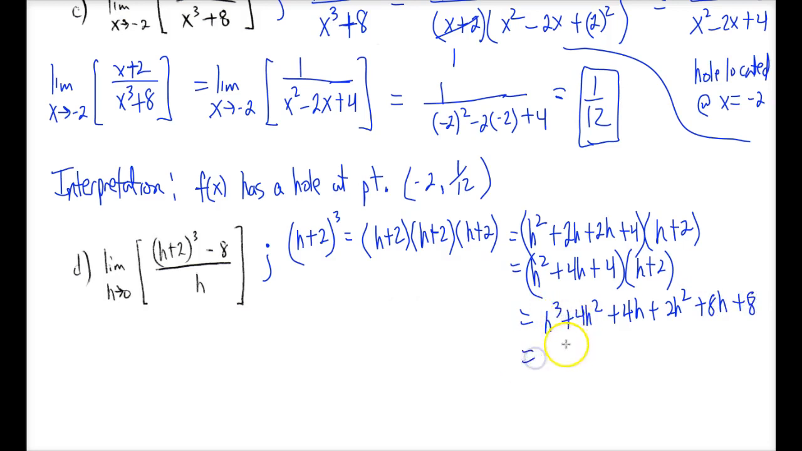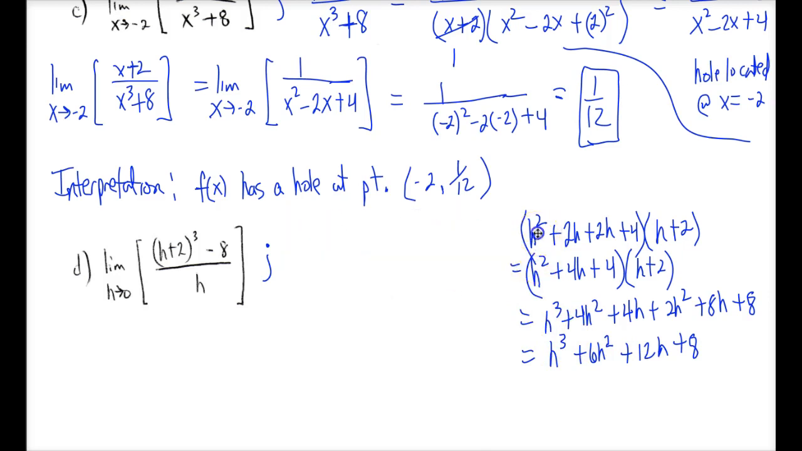And then we'll go ahead and combine like terms. So I have h cubed, we have the 4h squared and the 2h squared combine to be 6h squared. We have 4h and 8h combined to be 12h, and then we just have 8. So we know that this (h plus 2) cubed is just going to be what we have here. So I'm going to go ahead and erase all this other stuff and just write what the end result is.